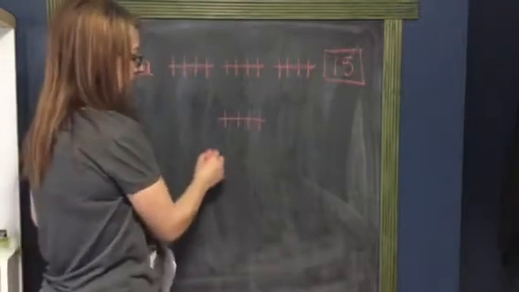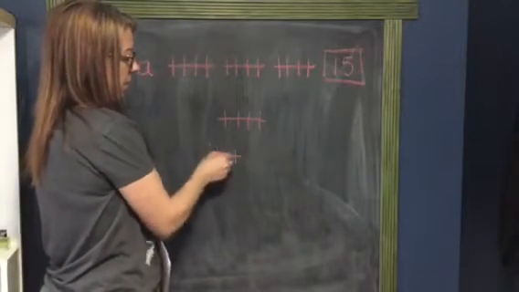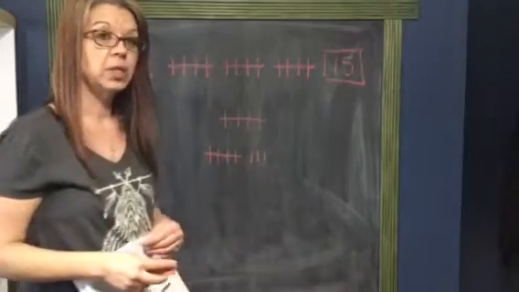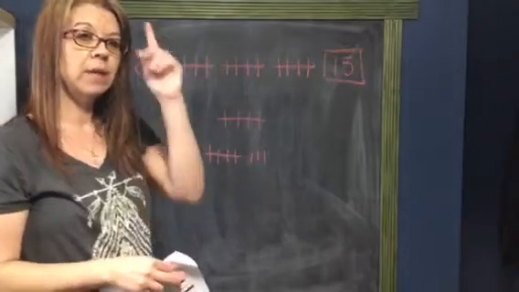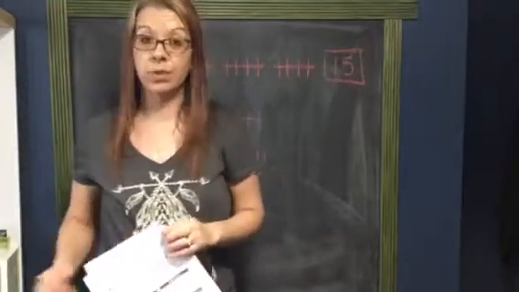If I had tallies that looked like this, and maybe 3 extra ones, I know that's already 5, 6, 7, 8. So tally marks are just lines to help you count something.